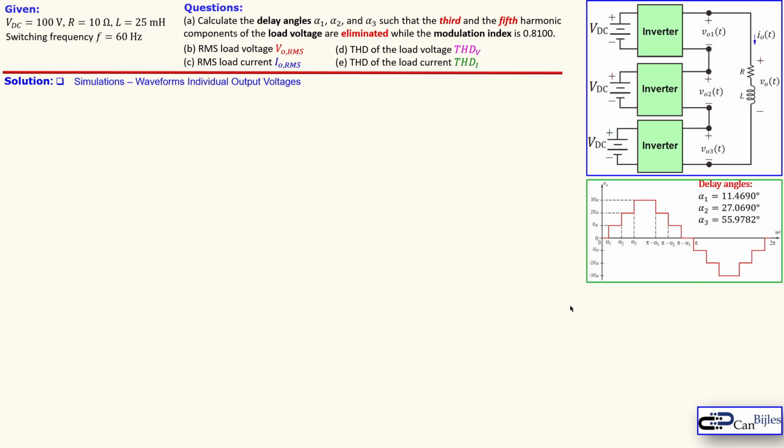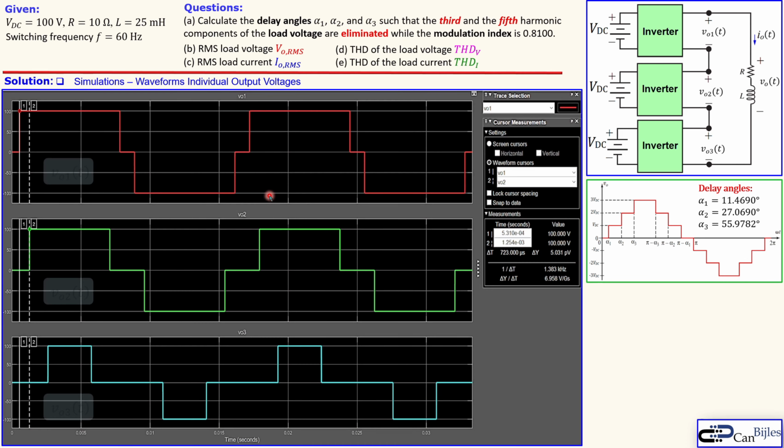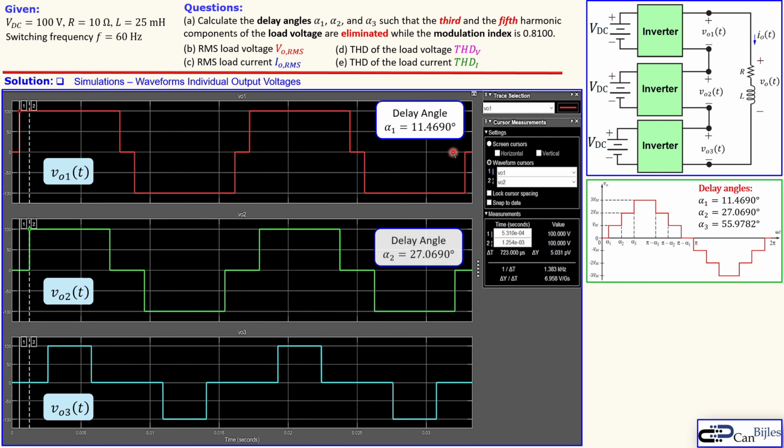Okay, let's move on and look at the waveforms in the simulator, the individual output voltages. So the VO1, VO2, VO3. That is actually nice to see because the series combination of these three output voltages will create our load voltage. And those are shown here. So VO1 in red, VO2 in green, and VO3 in light blue. And these are for the delay angles we have calculated, 11.469, etc. Now let's go for the two labels, for red and the green one, and the light blue one can be also done, but this is just to check.